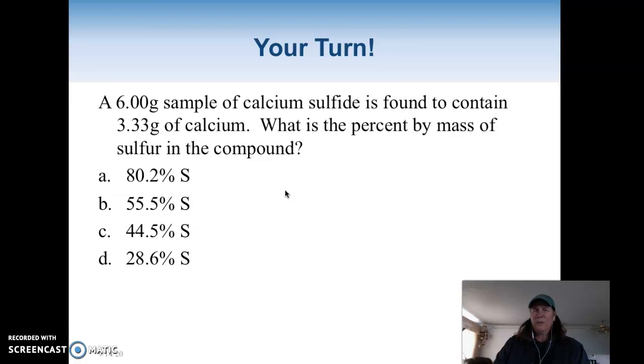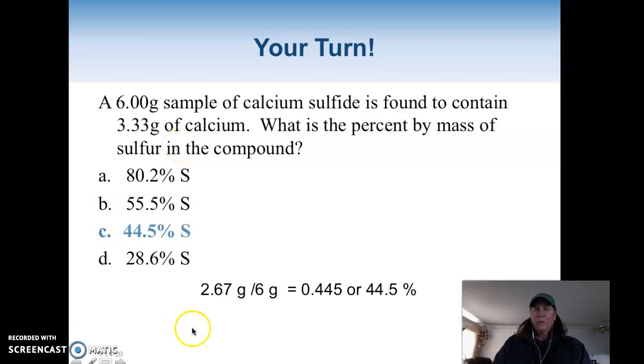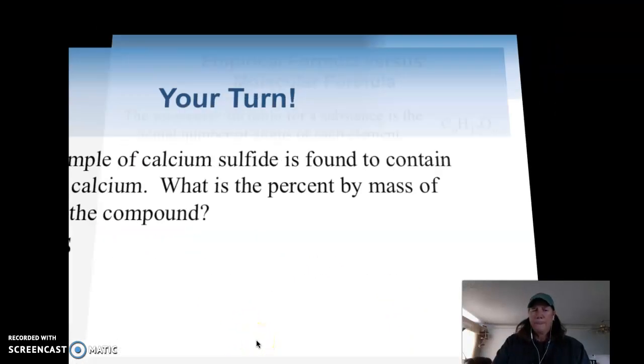Is that right? 2.77. Okay, that's the grams of sulfur, and then I divide that by 6. It says I get 44.5. So 2.67. What did I do? 2.77. Sorry, you guys. I should use a calculator, right? 2.67. That's this minus this, because if this is calcium, that's what sulfur's got to be. Divide by the total, and I get 0.445 or 44.5%. Okay? All right.